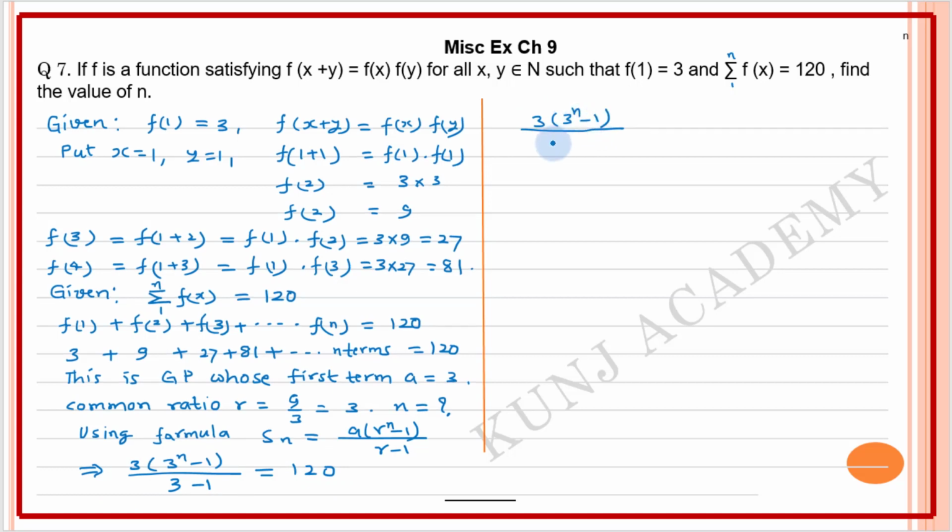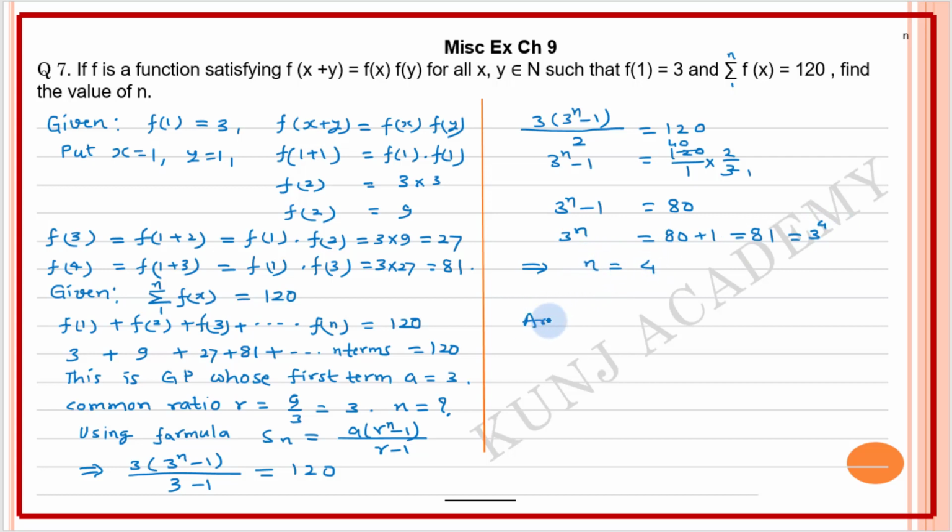3(3^n − 1)/2 = 120, or 3^n − 1 = 120 into 2 upon 3, which is 80. 3^n = 80 + 1 = 81. 81 can be written as 3^4. Therefore, comparing exponents, n is equal to 4. Answer: the number of terms, the value of n, is 4.